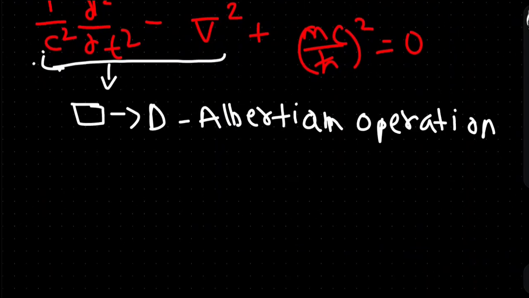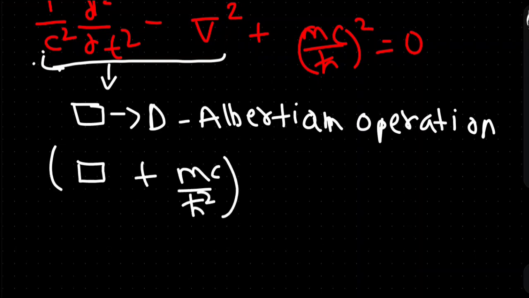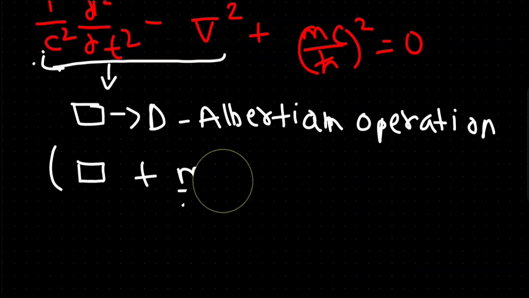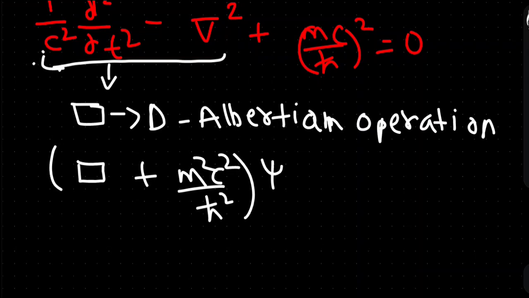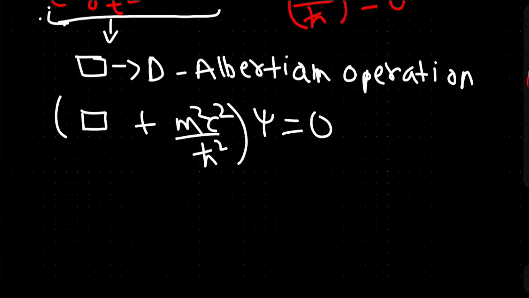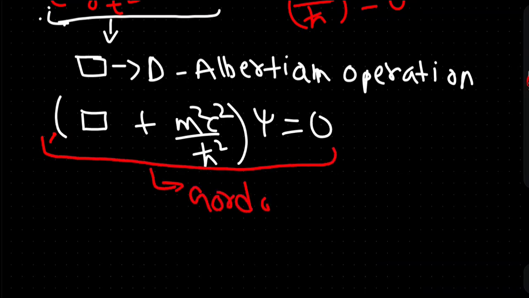So we are going to do this. It will become this square like thing, and then multiply this equation by our wave function to operate, to give something. M square c square over h bar square multiplying with wave function, and it is equal to 0. Finally we have arrived, and this particular equation is called the Klein-Gordon equation.